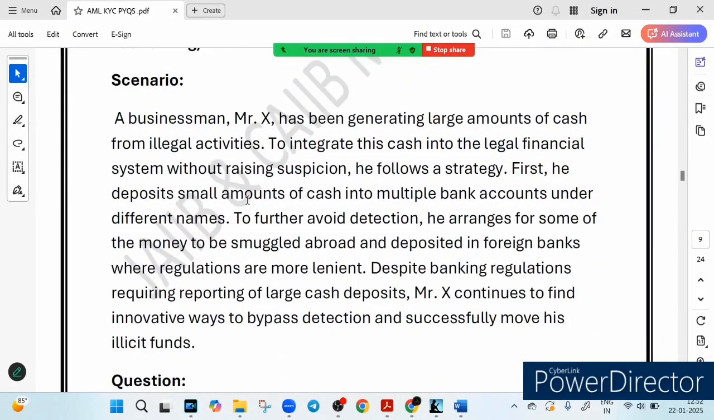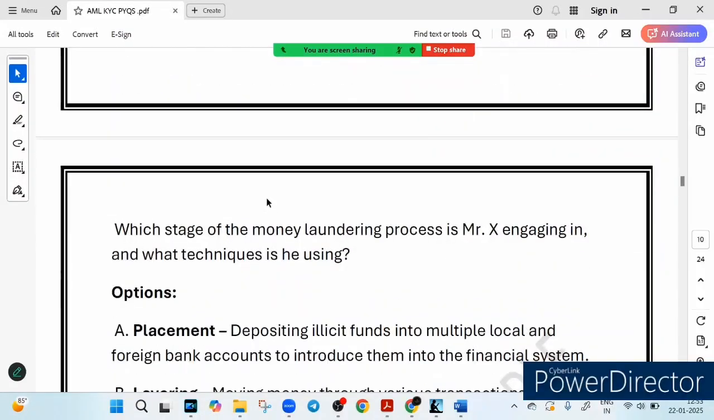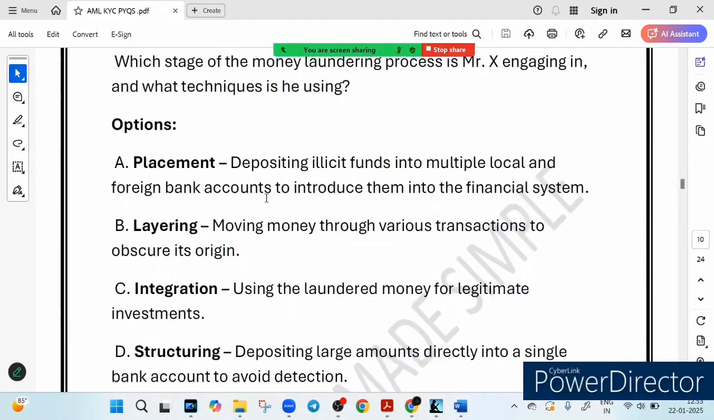The next question, as you can see, is the type of case study which has been asked in a previous year examination. Let's go through the case study. A businessman Mr. X generates a large amount of cash through illegal activity. To avoid suspicion, he deposits a small amount of this cash into multiple bank accounts under different names. Some of this money is even smuggled abroad and deposited in foreign banks where regulations are more lenient. Despite banking regulations on large cash deposits, Mr. X cleverly avoids detection and integrates his illicit funds into the financial system.